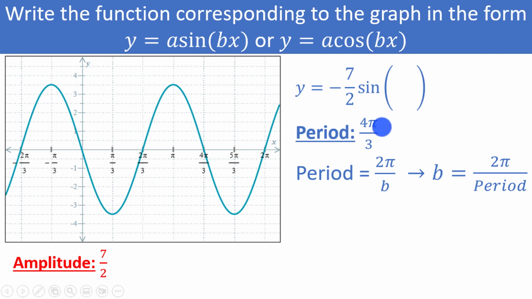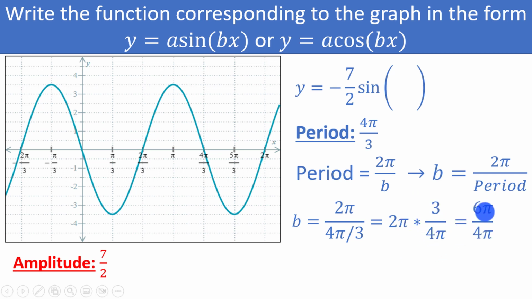Since we know the period is 4 pi over 3, we can take 2 pi and divide by 4 pi over 3. If we reciprocate and multiply, we will get 2 pi times 3 over 4 pi. 2 pi times 3 is 6 pi, so we have 6 pi divided by 4 pi. The pi's cancel, and 6 over 4 can be reduced to 3 over 2. So that means that our value for b that must be multiplying x on the inside of our function is 3 over 2. That means that our completed function is y equals -7/2 times sine of 3/2 x. That is the equation of the function that we see in the graph.